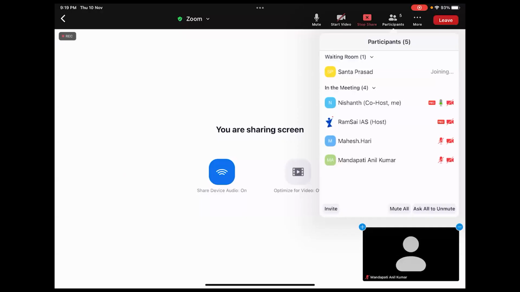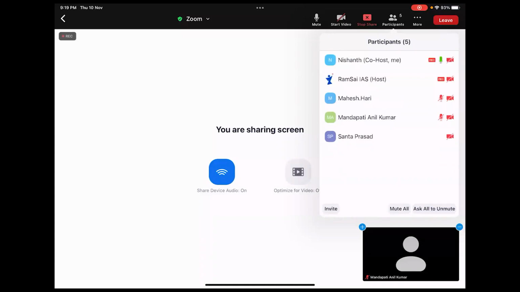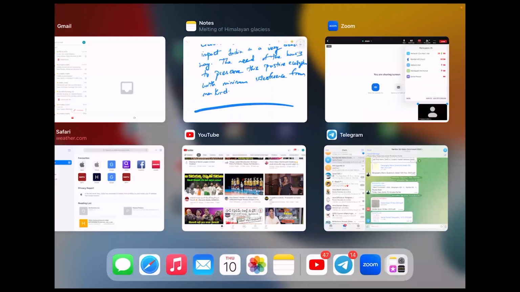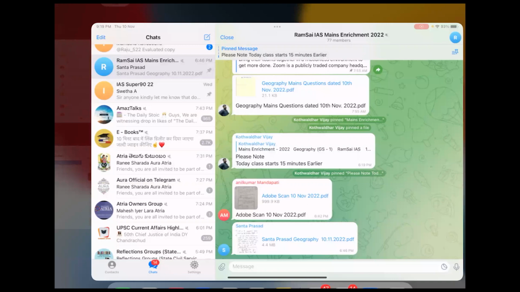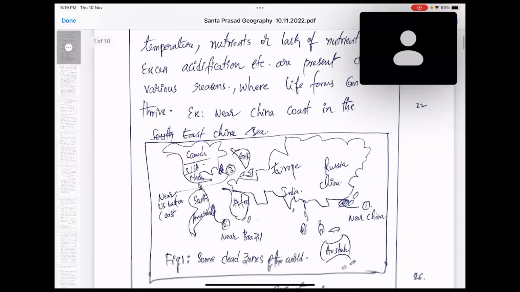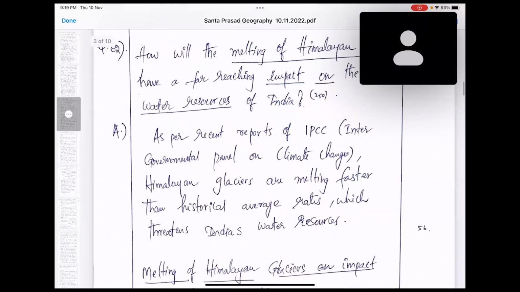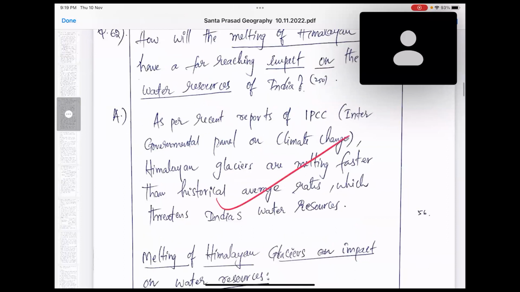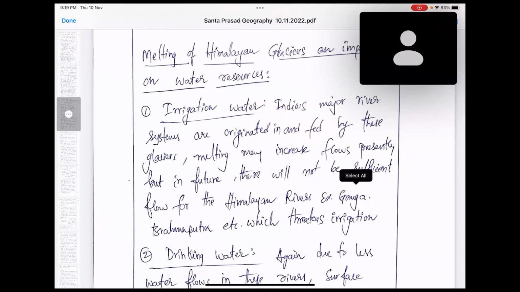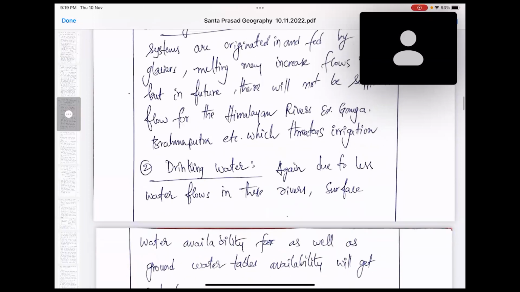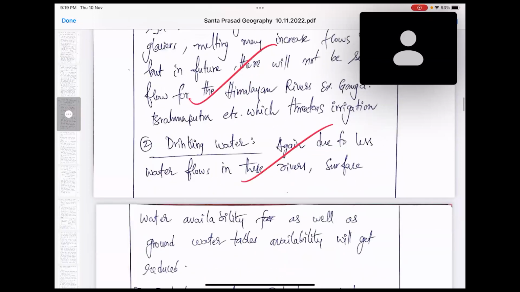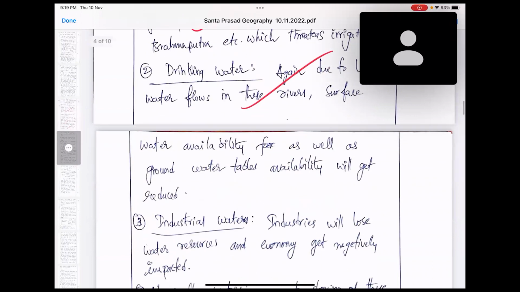Shanta Prasad left the meeting. Shanta Prasad, I was trying to evaluate your answer. Are you there, Shanta Prasad? Yes, sir. You've seen the answer which we have written? Yes, sir. In between disconnected.